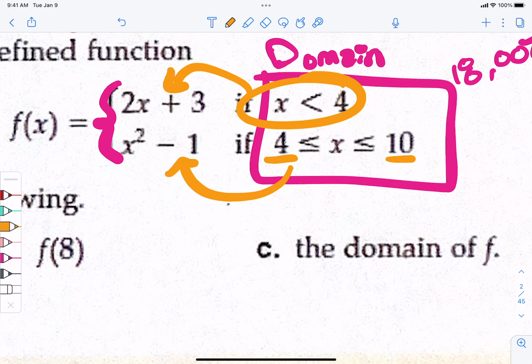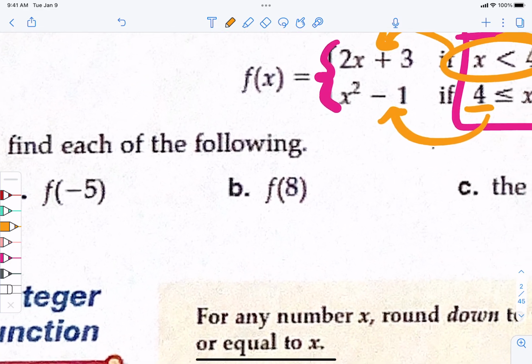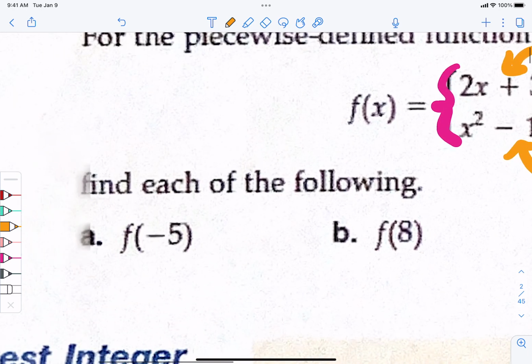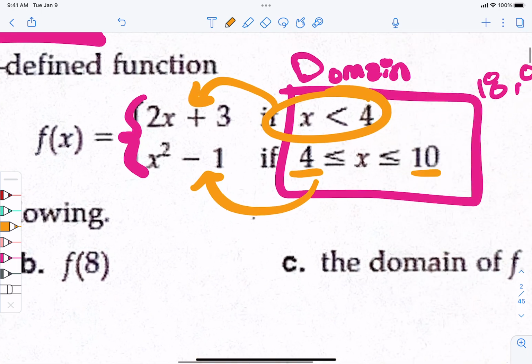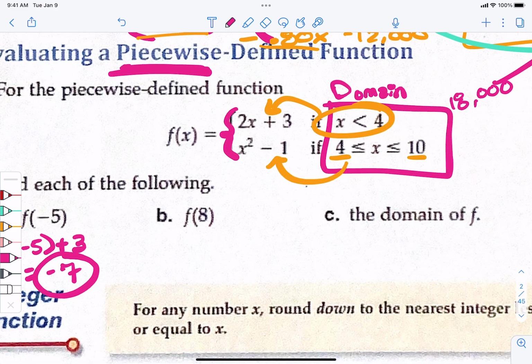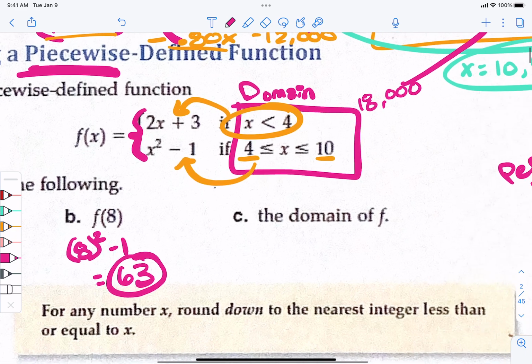Okay, so f of -5. Which equation are we going to plug into, the top one or the bottom one? The top one. -5 is a number that is less than 4, so I'm going to plug into the top one. So I do 2 times -5 plus 3. What's that become? -7. Okay? f of 8. 8 falls in the second category, so we're going to do 8 squared minus 1, which is 63.